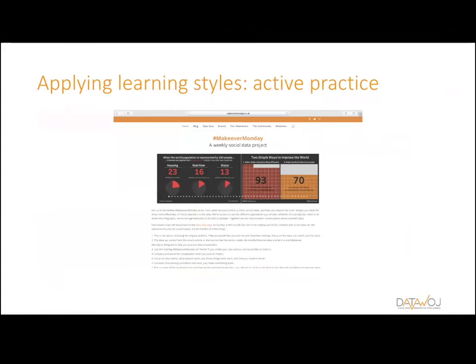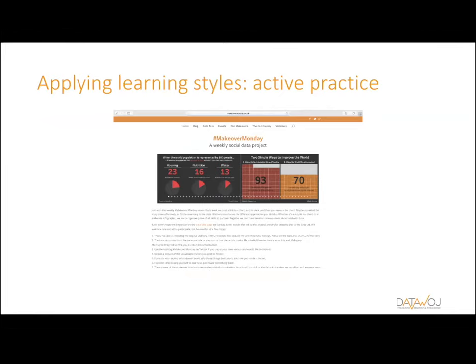Okay, another way to learn is through active practice. And here's a project that probably doesn't need much introduction, and it's Makeover Monday. So for those of you that are not familiar with Makeover Monday, it's run by Andy Kriebel and Eva Murray, Tableau Zen Masters. And each week they take a data visualization that's been published in the media. They publish the raw data that goes with it, and they invite the data viz community to make over that data set and to improve upon it.